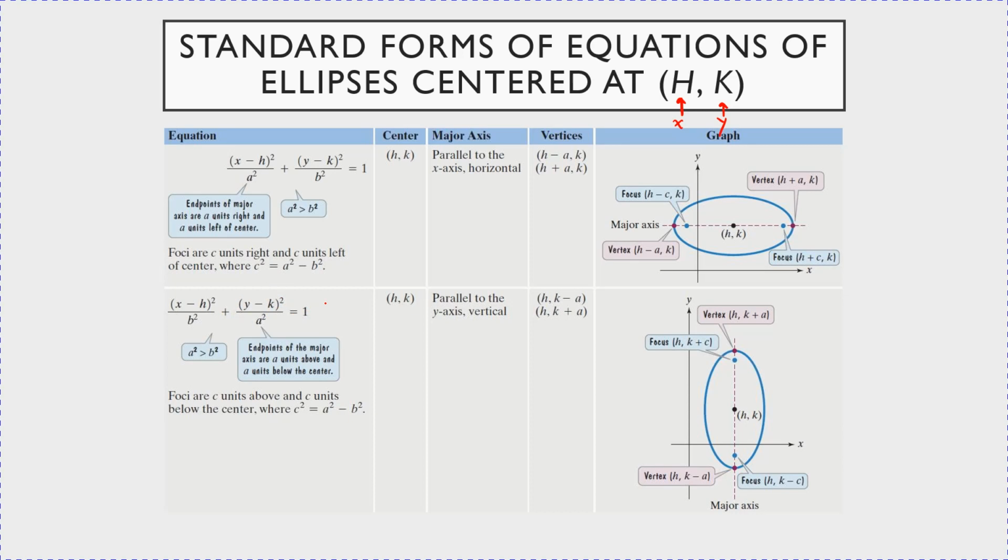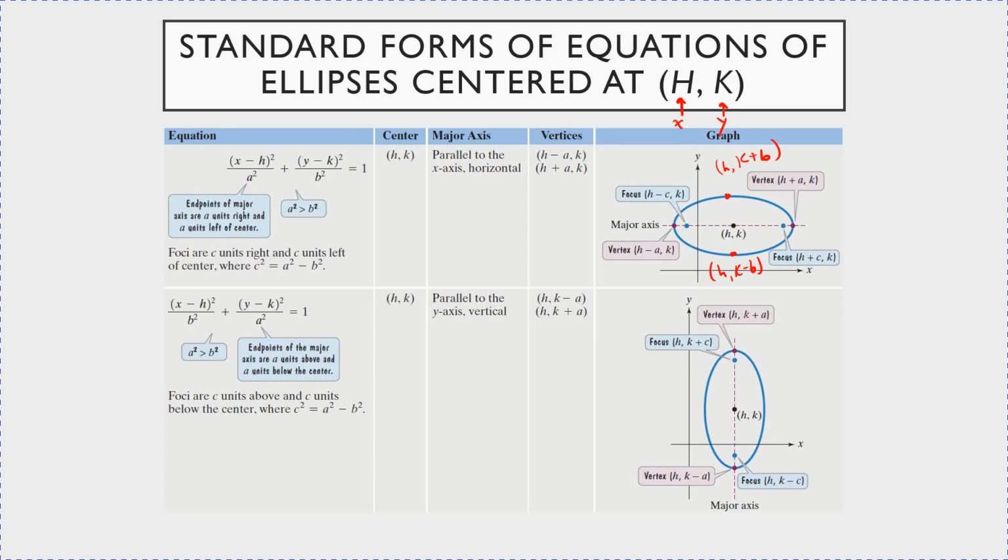All right. And what you're going to notice here is that when you go to plot, for this case, the major axis, you take the center and you shift it to find the vertices, a units to the left and then a units to the right. And to find this point up here and here, it would be h comma k plus b, and then this one here would be h comma k minus b.